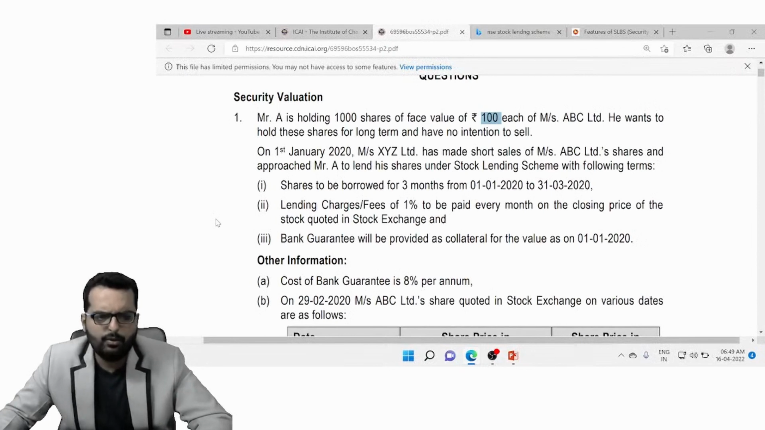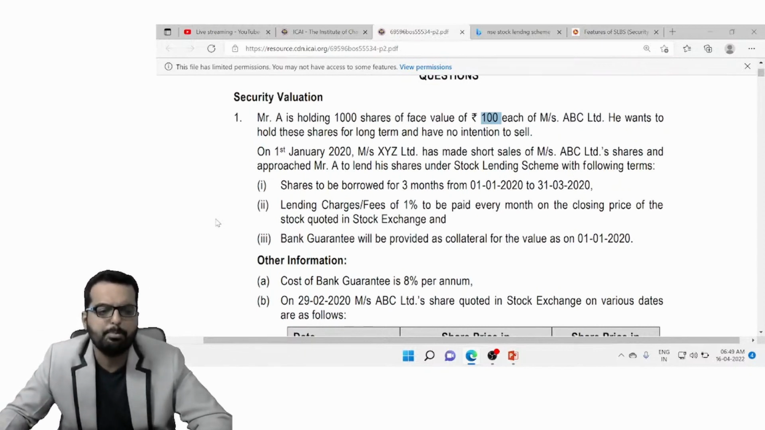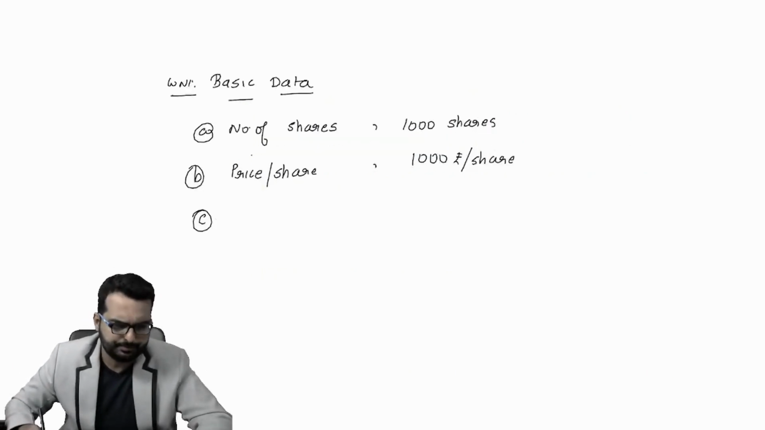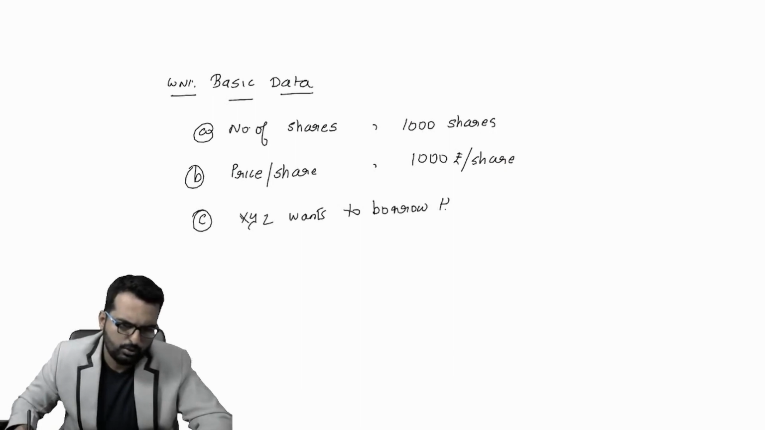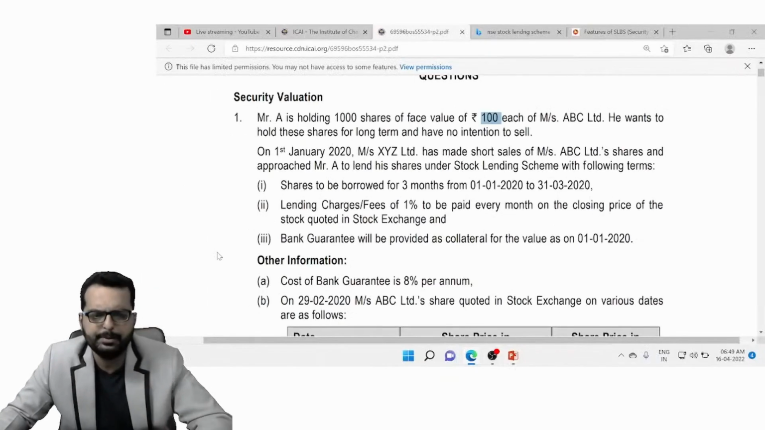All right. He wants to hold these shares for long term as he has no intention to sell. On 1st Jan, Messrs. XYZ, another company, has made short sales of ABC's shares and approached Mr. A to lend his shares under stock lending scheme. So now what is XYZ doing? XYZ wants to borrow the shares of ABC. I hope you're clear with this point.